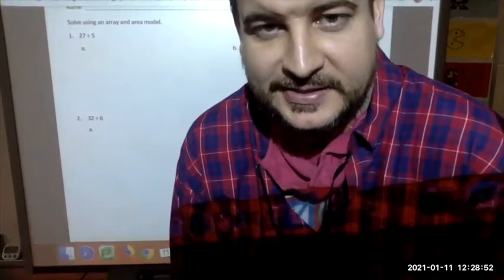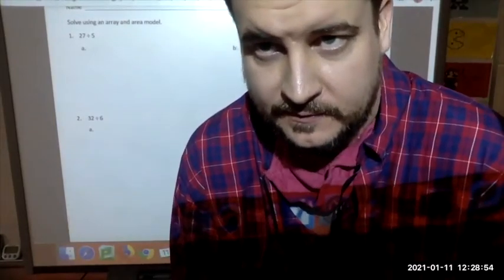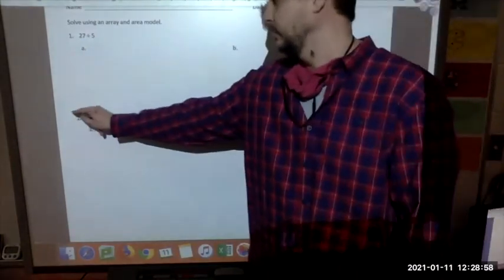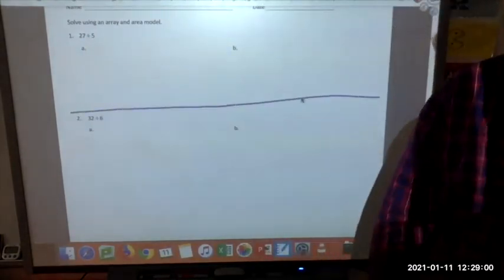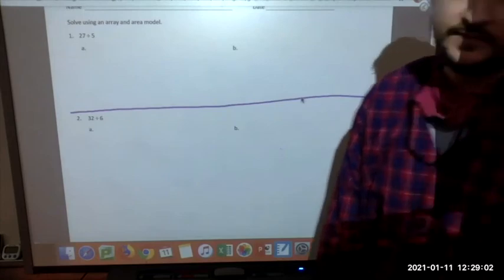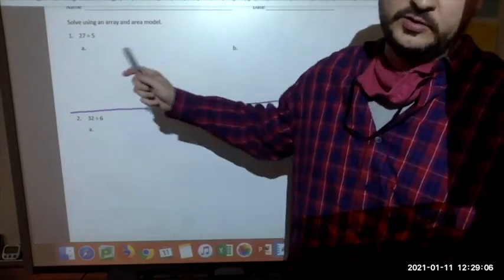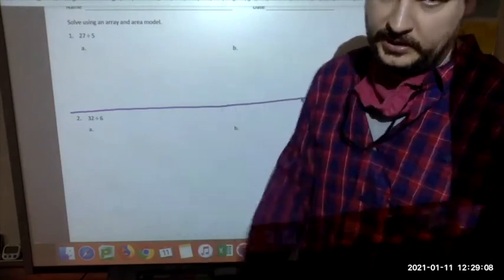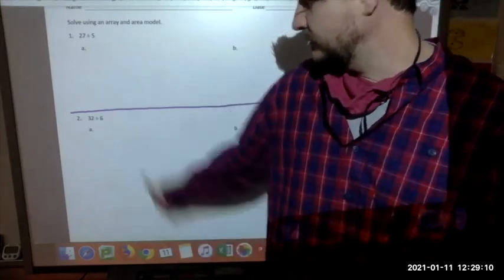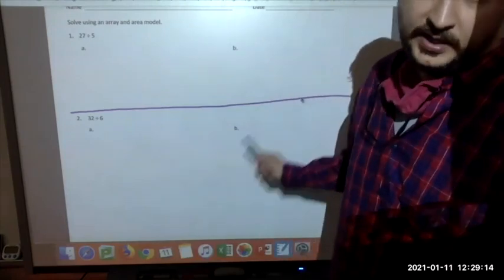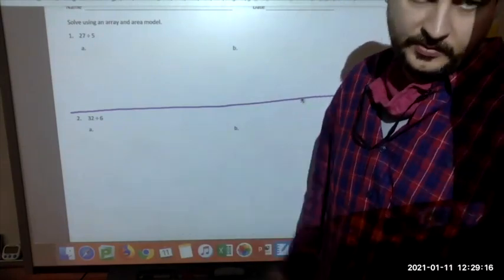So let's look at 27 divided by 5. Set it up. You've got 27 divided by 5. This is more of the same. So you need to draw your rectangle, draw your blocks, write your quotient and your remainder. Same thing right here, 32 divided by 6. You're going to draw your dots, draw your area model, and write quotient and remainder.